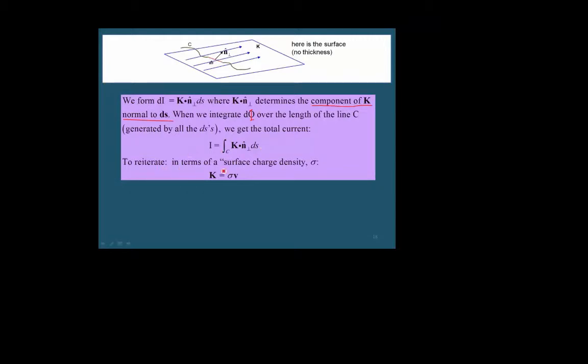To reiterate, in terms of a surface charge density, K is equal to sigma times v. If n sub q is the areal number density of charge, then we can represent the charge density as a charge per unit area times q, the number of charges per unit area times the charge per particle. So we can write K in terms of those quantities right here. The units of K are amps per meter, because realize again that it's the length of that little element rather than any kind of area. So it's a current per unit length, which is the width of the element.